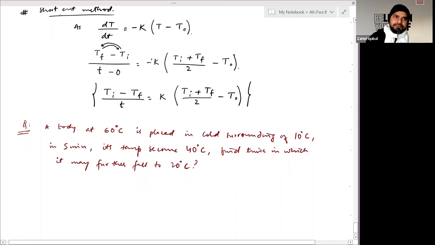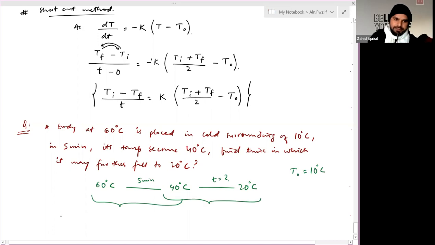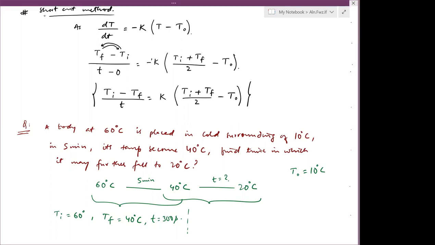In this part, we have a body initially at 60 degrees Celsius. Its temperature changes to 40 degrees Celsius and then to 20 degrees Celsius. In the first part, time taken is 5 minutes, and in the second part, we have to calculate the time. Temperature of surrounding is 10 degrees Celsius. We have Ti as 60 and Tf as 40 degrees Celsius. Time taken is 5 into 60, that is 300 seconds. Put this in the above formula to get the first equation. Similarly, write for the second part and equate them to find the time taken in the second process. Is it clear? Okay. Yes, sir. Try to solve.